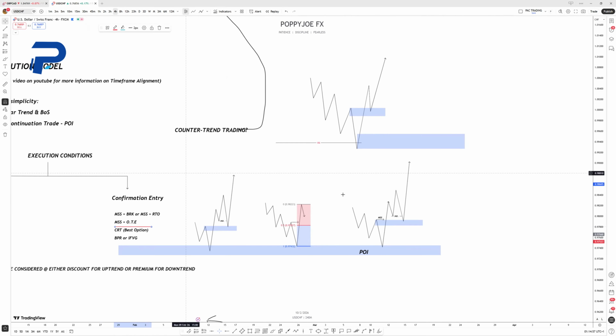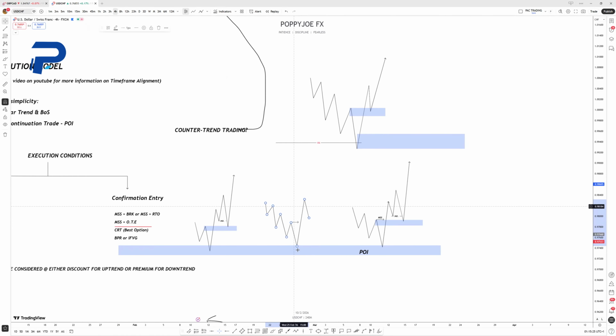MSS plus OTE is talking about once you have a structure shift, you are not going to be concerning yourself with which POI should I use, because that's where most of us always have that headache. Where should I enter from? Which POI should I enter from? Don't give yourself that headache. You can just go ahead as long as you have that MSS first. Once you have that MSS like this, bam, what you can do is look out for this kind of move.